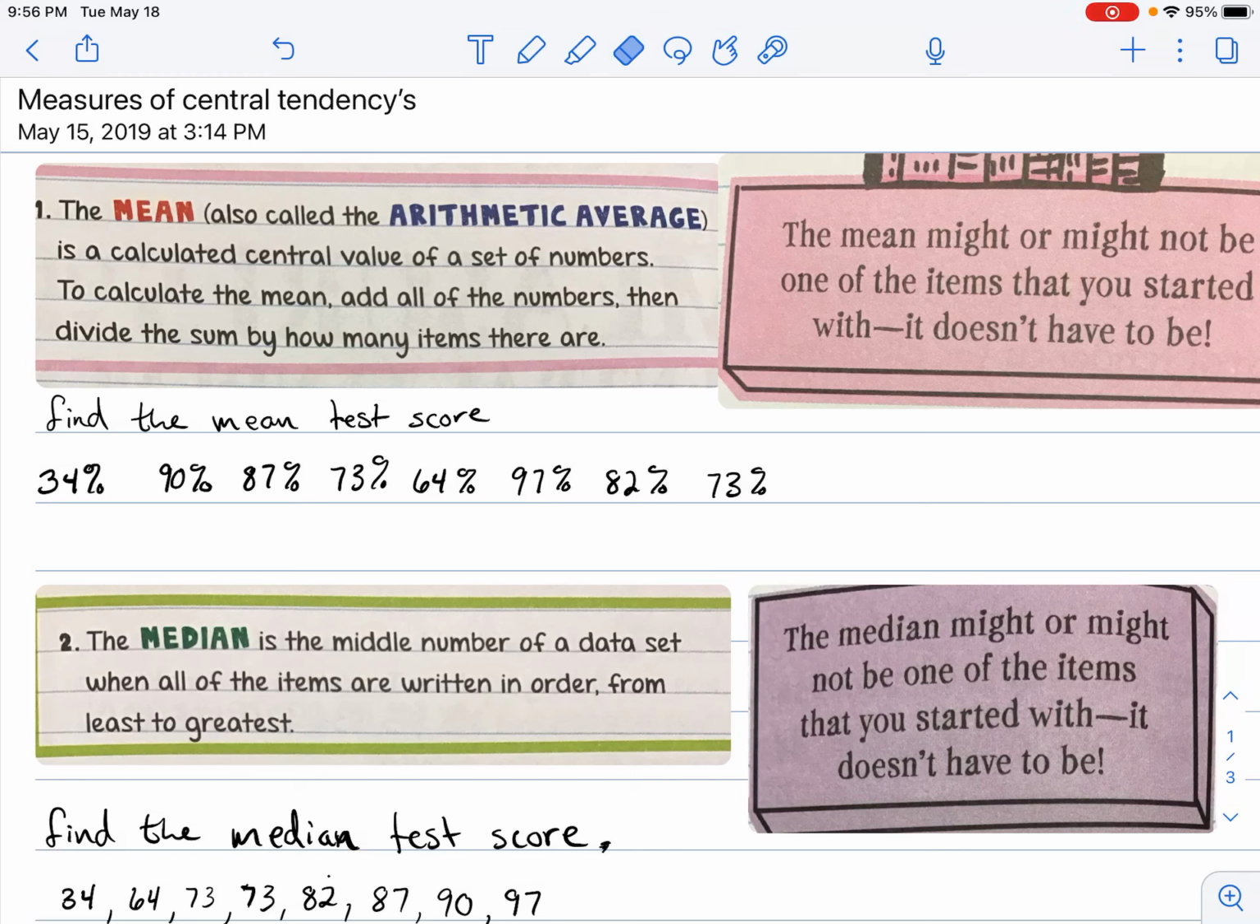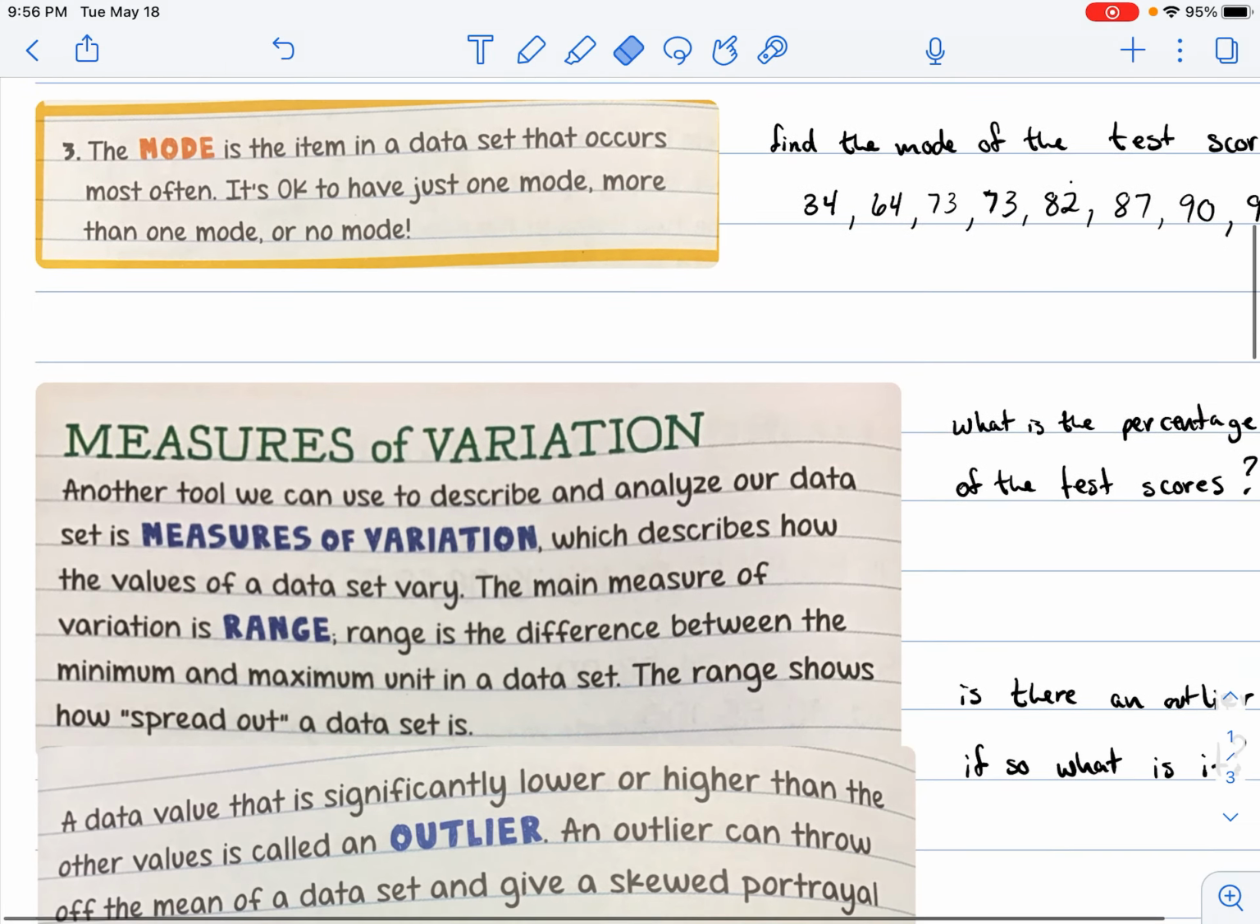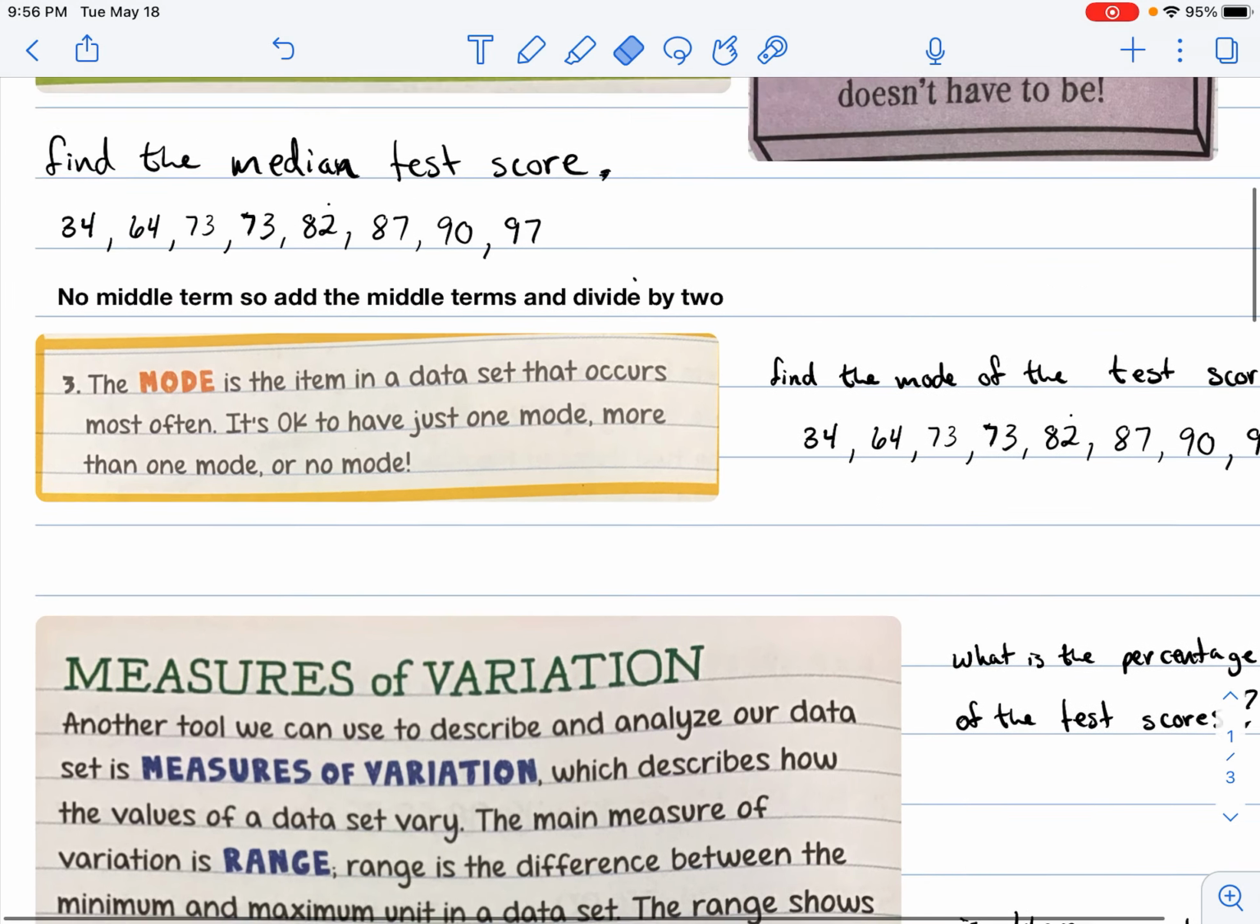All right, so we're just going to look at the central tendencies and how to find them. We're going to be doing this later with our own data that we collected from class yesterday. But let's go through and make sure that we know how to find central tendency: mean, median, mode. We're going to look at the range. We're also going to look at measures of variation.